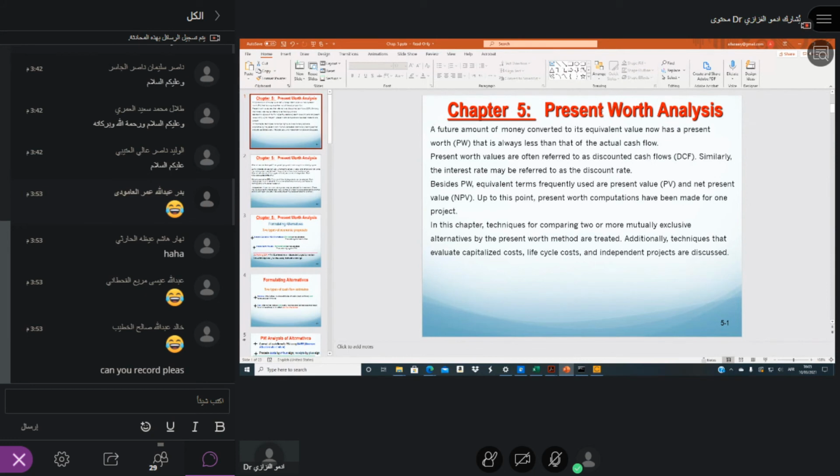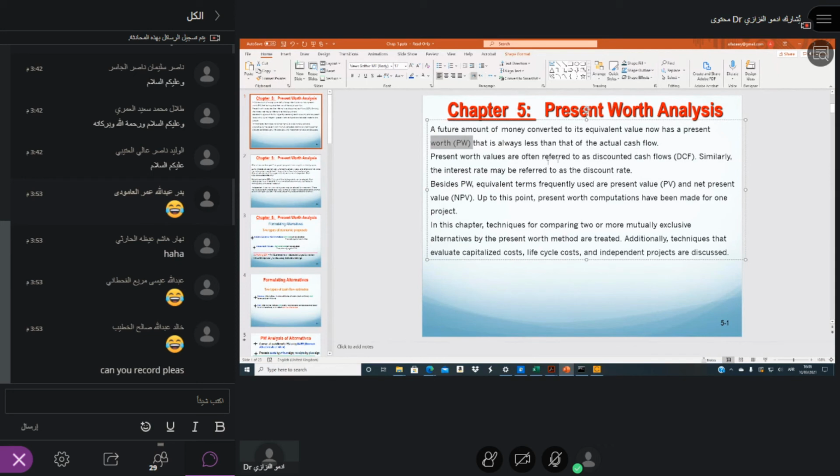So present worth analysis. Present worth is what you have now, and that is the analysis we'll be making. A future amount of money converted to its equivalent value now. So if you have any future amount of money and you want to convert the equivalent worth of that money now, that is what we know as the present worth. That is what you have now. What will that future amount of money amount to now? That is what we call the present worth analysis, and that is always less than the actual cash flow.